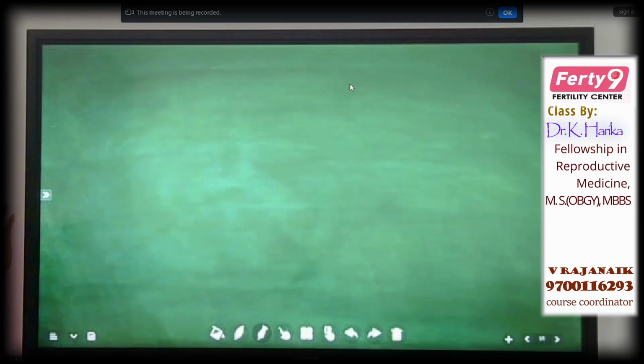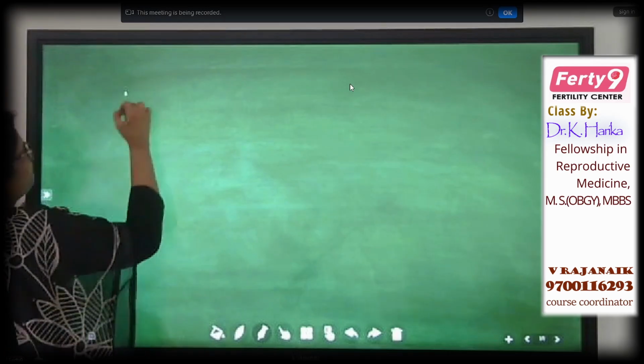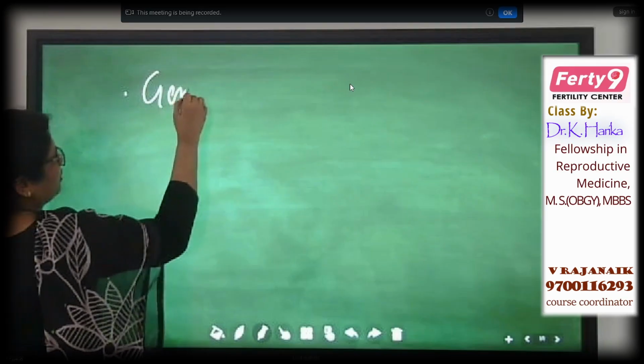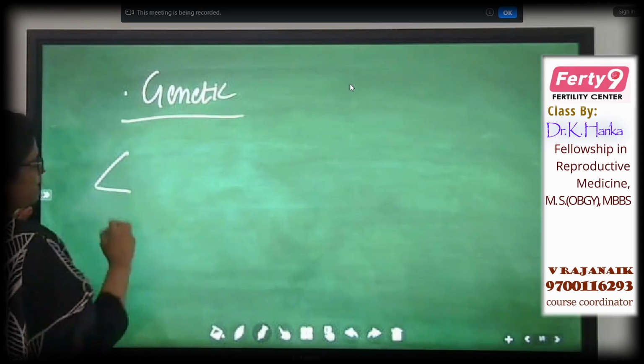So ultrasound is finished, endocrine evaluation is finished. One more important thing is genetic evaluation. Genetic evaluation is karyotyping.